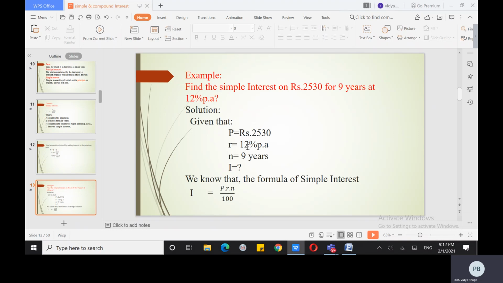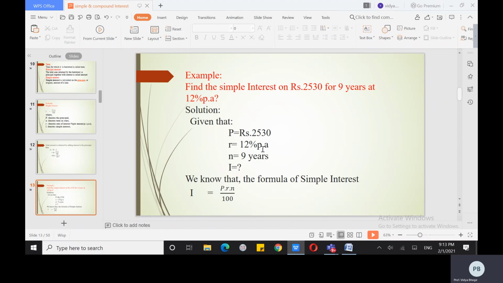Now go to the example on simple interest. Find the simple interest on rupees 2530 for 9 years at 12% per annum. Here is the solution. Firstly, we have to identify what is given in the example, so we have to read this example properly. Here the principal amount is rupees 2530, N is 9 years, and R is equal to 12% per annum.